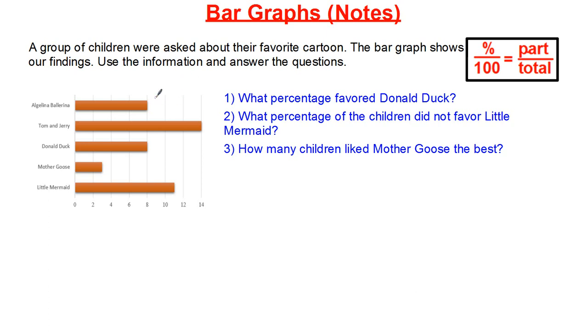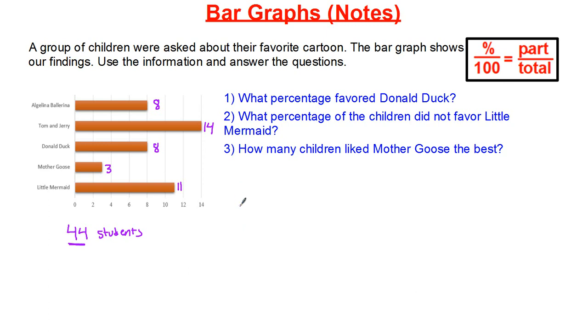So for our first one, it looks like our total is 8. For the second one, it's 14. For the third one, Donald Duck, it's going to be 8. For Mother Goose, it's 3, in the middle of 2 and 4. And then this one is going to be 11, in the middle of 10 and 12. So when we add all of that up, we get a total of 44 students. Okay, so this is very important. We're going to basically use this for the rest of the questions.